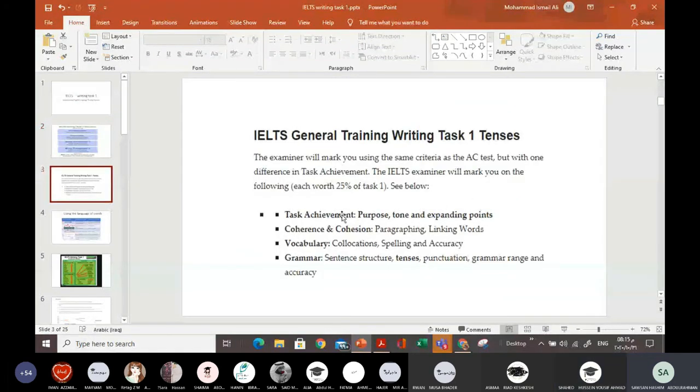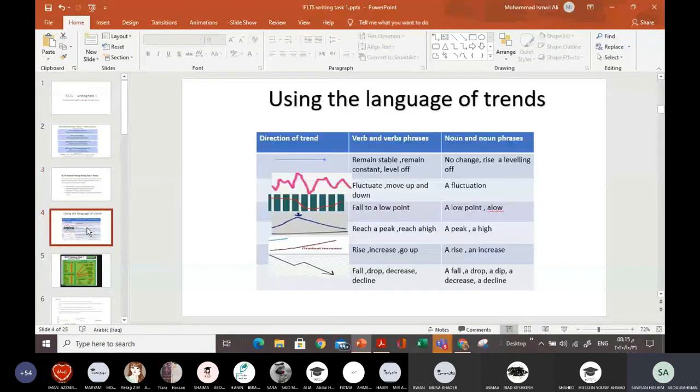So as I told you before: the purpose, the tone, expanding, the cohesion, coherence, paraphrasing, linking words, vocabulary, collocation, spelling, accuracy, sentence structure, tenses, punctuation marks, grammar. All of these are very important in writing task 1. As I told you before, I want you to put these words in your mind.